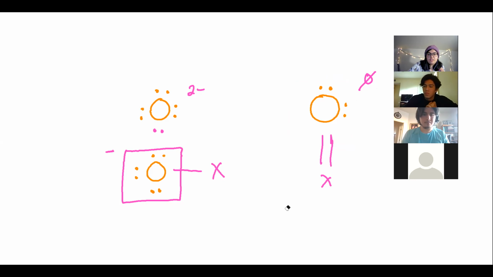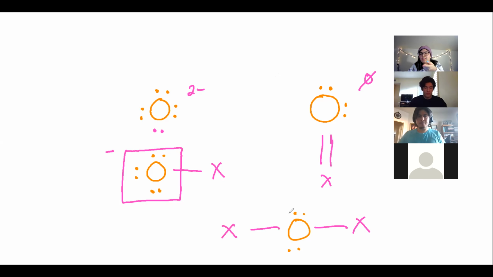You should also know that oxygen doesn't have to double bond to the same thing. It can also have a double bond to two different things, because this could be a carbon and this could be a carbon, right? So this could be like X1 and X2. So this oxygen has no charge and this oxygen has no charge. And every time you see a single bonded oxygen, it's always going to have a -1 charge. And every time you see an oxygen by itself with a full valence shell, it's going to have a -2 charge. Yes?